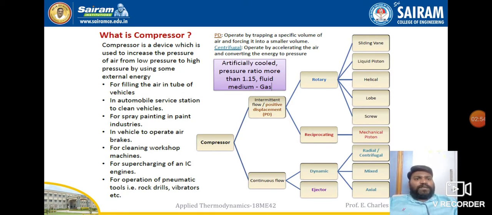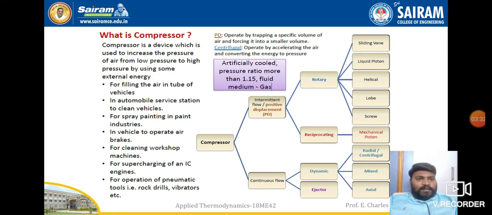So far we are talking about reciprocating compressors. There is one more type, the centrifugal compressor. How does it operate? It operates by accelerating the air and converting that energy to pressure. It rotates with the help of vanes, which is a different concept. There reciprocating motion will not be there; you will find only rotary motion. But in reciprocating compressors you find to-and-fro motion. That is the basic difference between centrifugal compressors and reciprocating compressors.